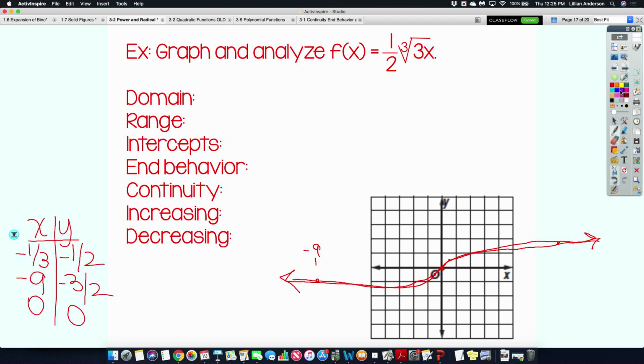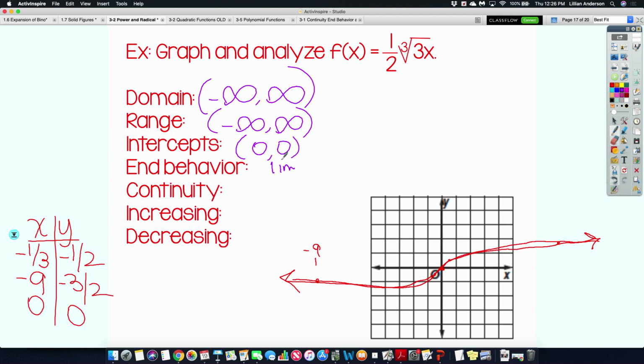What's the domain? What about the range? Sure is. Because the bigger that my x gets, my y's are going to get bigger. It's going to take a long time for them to get really big, but they are still getting bigger. Do I have any intercepts? 0, 0. Do I have both end behaviors?